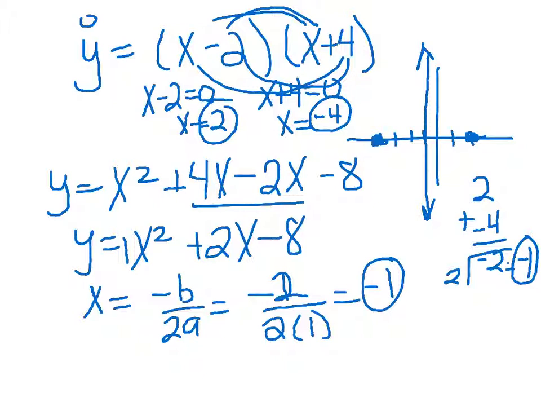Now, to get my vertex, I'm going to go ahead and put negative 1 back in my equation. Let me go all the way up here to the beginning again, and let me see if they'll let me erase. Yeah.